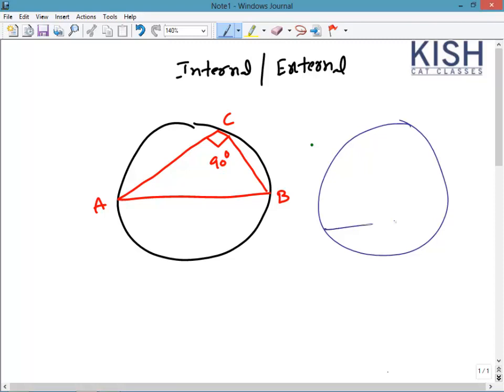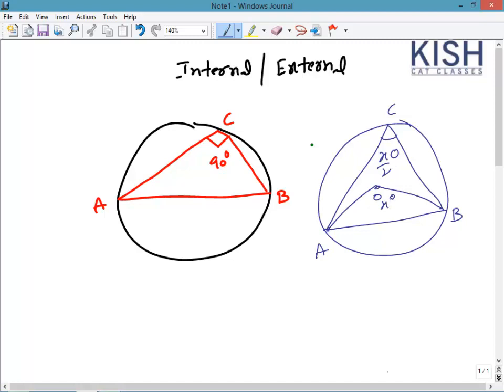Let's say AB is a segment, and let's say this is the angle at O, where O is the center of the circle, and then let's say a point C. So this angle C is exactly x by 2 degrees if the central angle is x degrees.